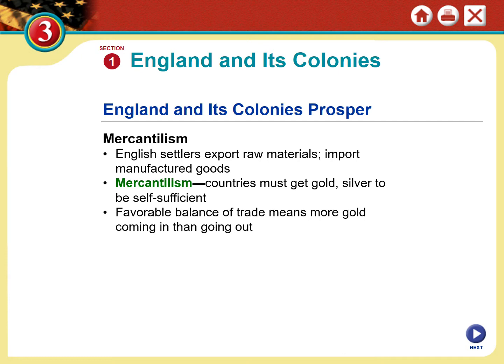and other finished products. Now, a favorable balance of trade in a country, which according to the theory of mercantilism is necessary for acquiring great sums of wealth, means that more money is coming into a country than is coming out.